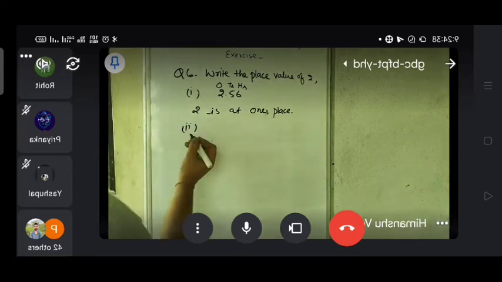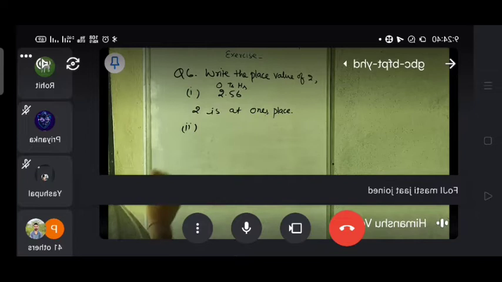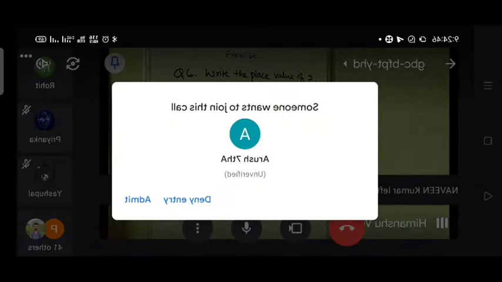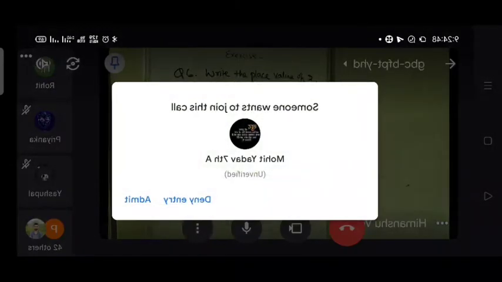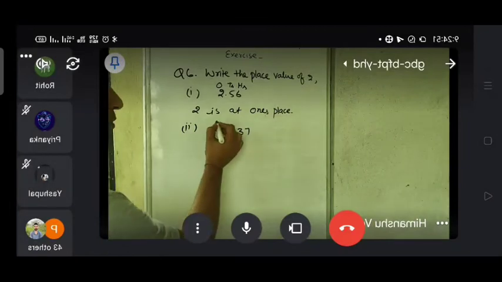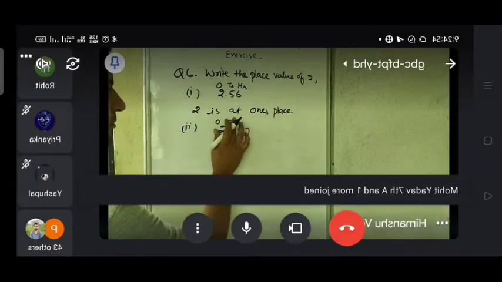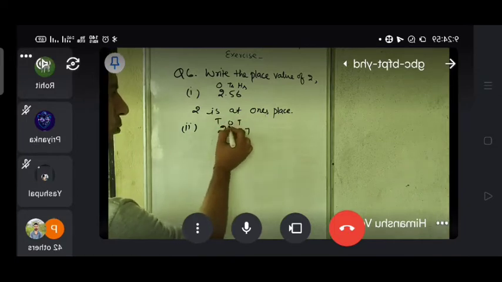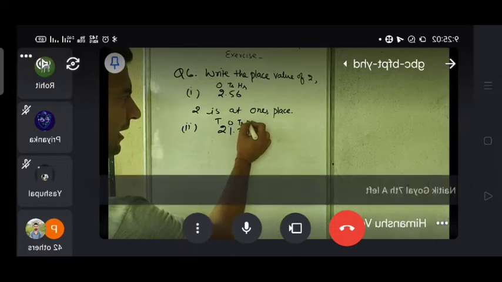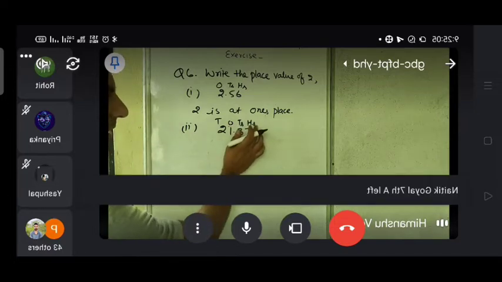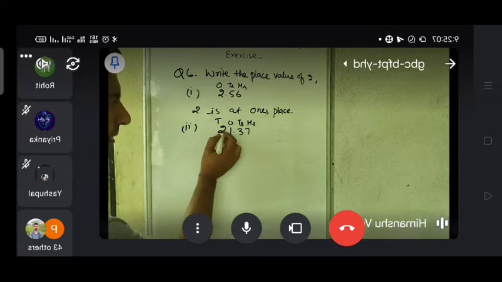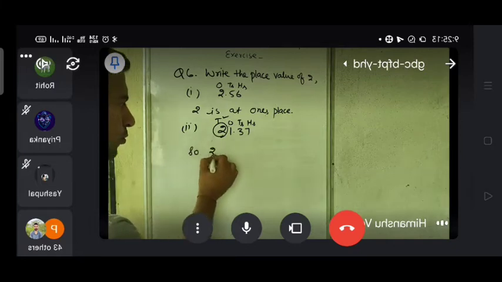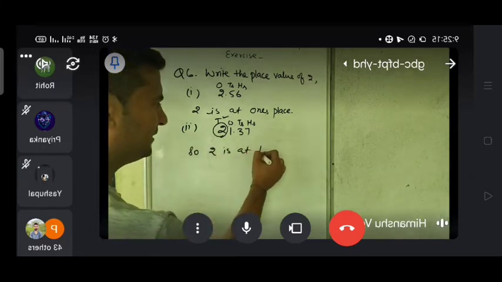In the second one, the number given is 21.37. We can write the same: ones, tens, hundreds. Here we have to choose where 2 is, tens or hundreds. So what is the place value of 2? 2 is at tens place.